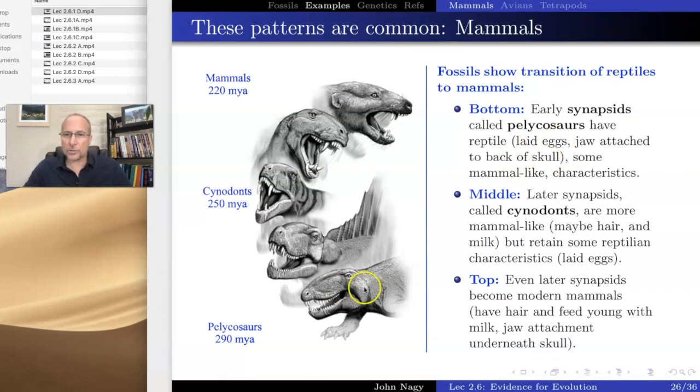And what's interesting, though, is they had some other mammal-like characteristics. So this is not a dinosaur. In fact, it's quite different than a dinosaur. It's much more mammal-like, but it is very clearly a reptile.